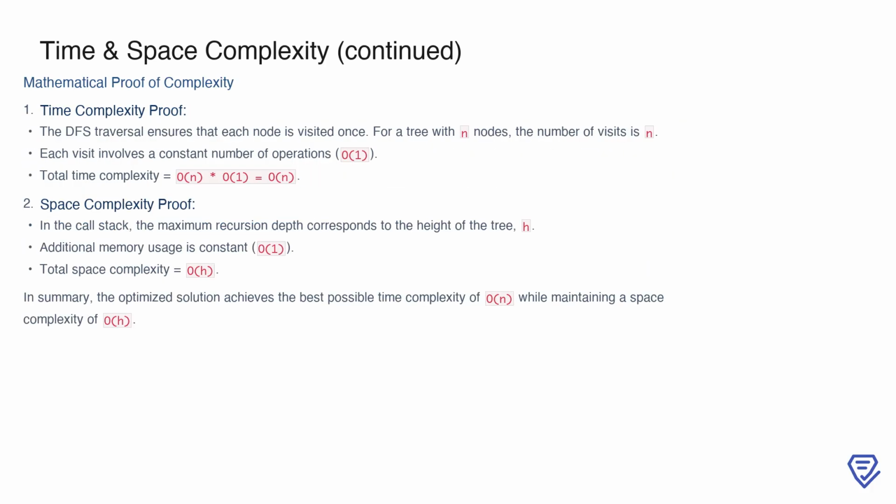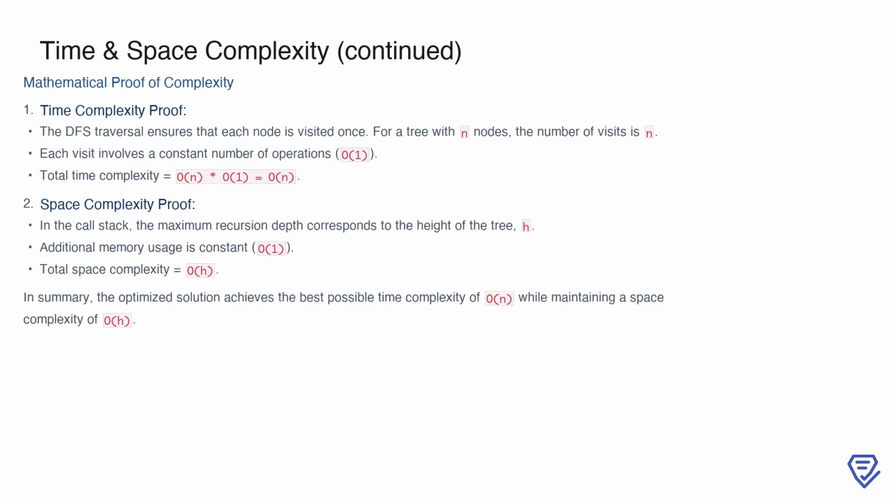Finally, let's formalize the mathematical proof of these complexities. For time complexity, the depth-first search traversal guarantees that each of the n nodes is visited exactly once. Each visit involves a constant number of operations, so the total time complexity is O(n) × O(1), which simplifies to O(n). For space complexity, the maximum depth of the call stack corresponds to the height of the tree, h. Since additional memory usage is limited to a few constant space variables, the total space complexity becomes O(h).